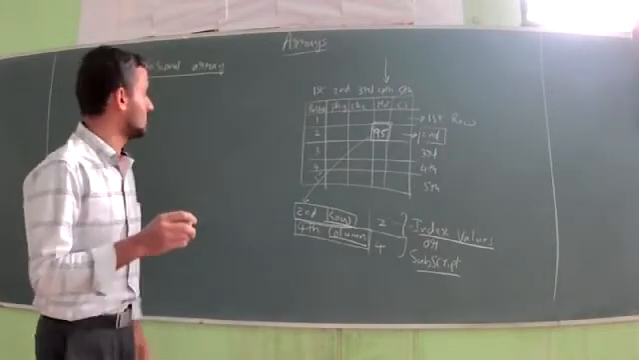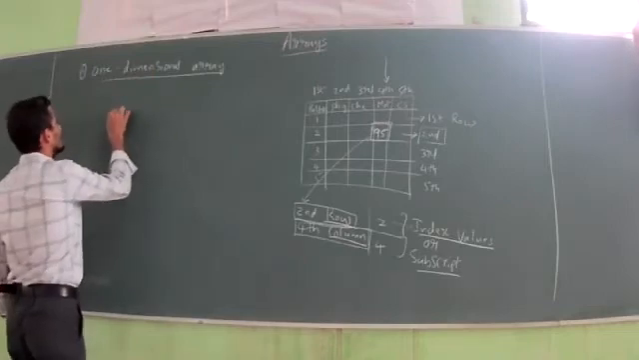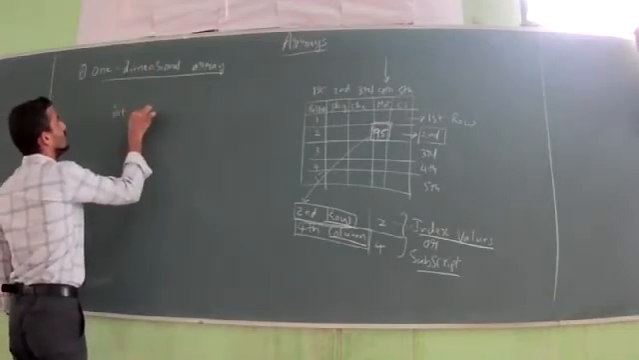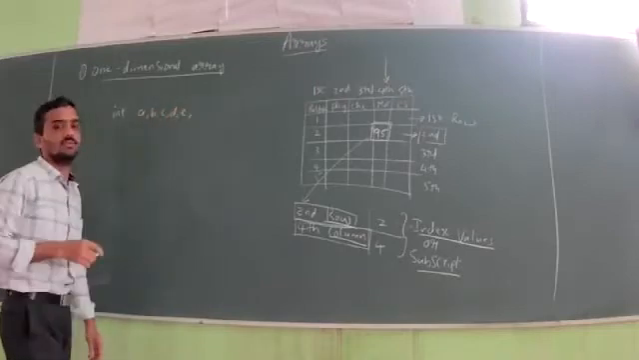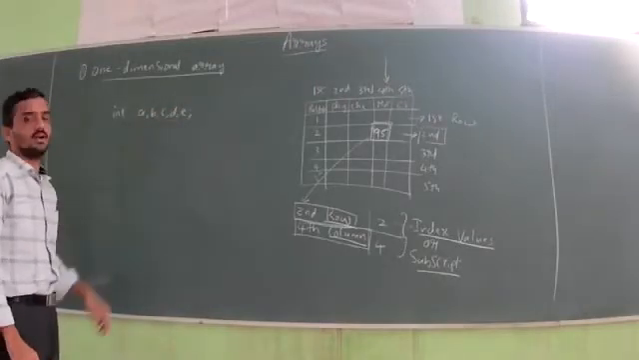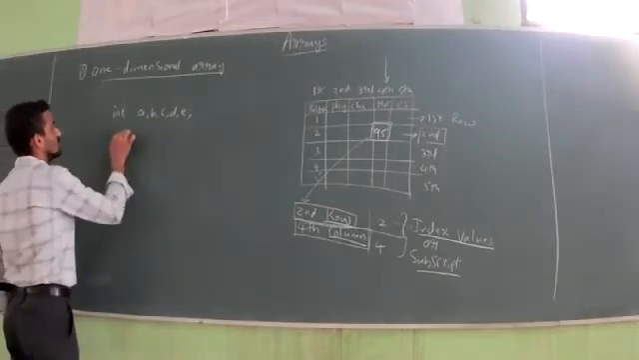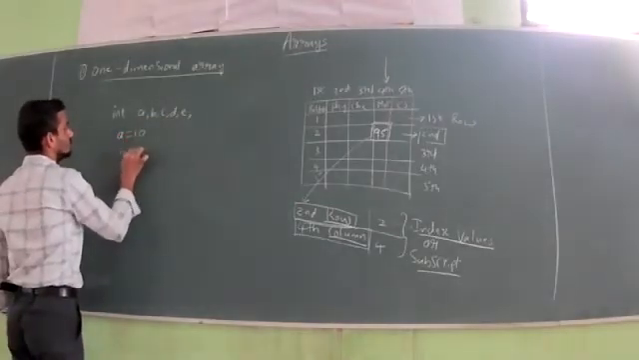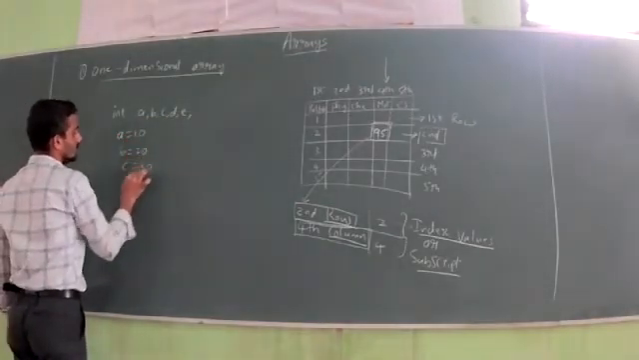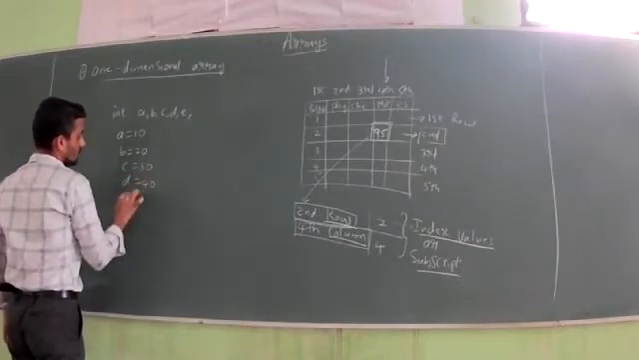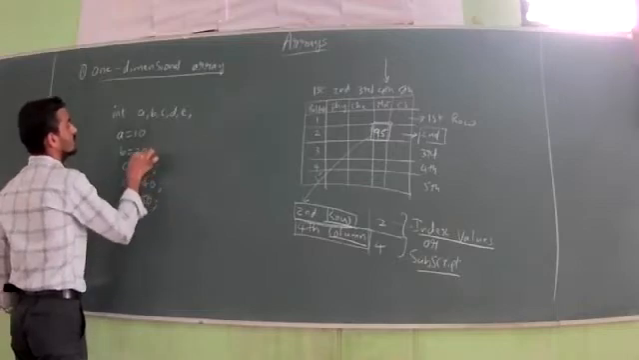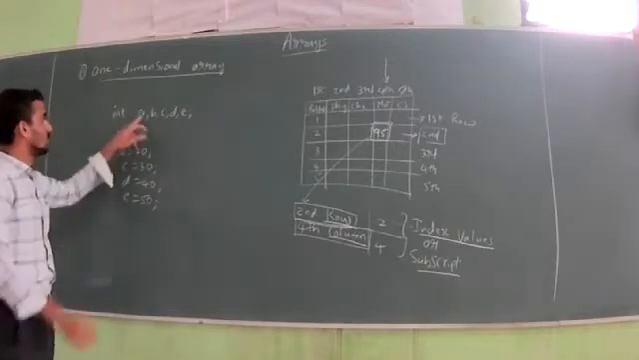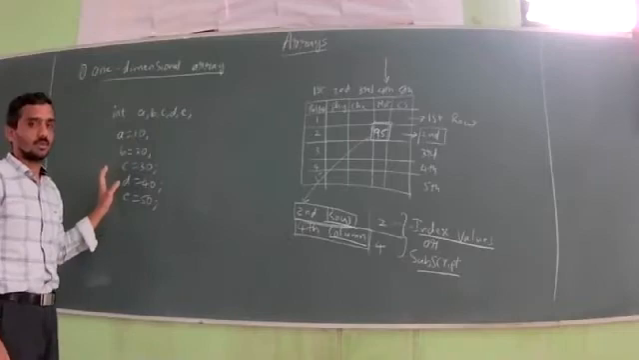See, when you consider variables, for example, if I say A, B, C, D, E, 5 variables I have considered, and I can store 5 values. So A equals 10, B equals 20, C equals 30, D equals 40, E equals 50. So I can store 5 values in these variables. Either you write here or in the next line, it doesn't matter.